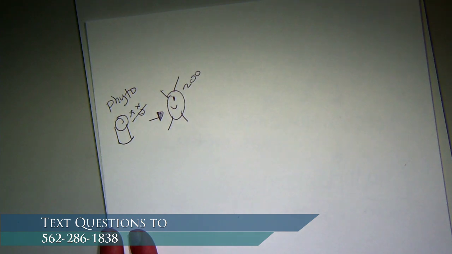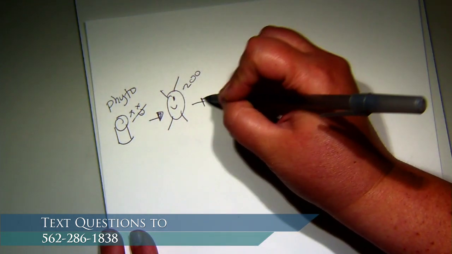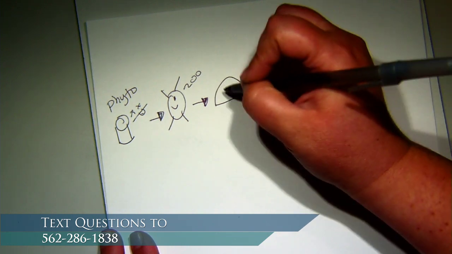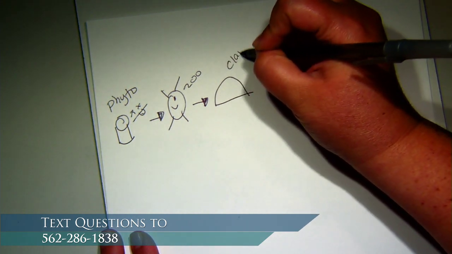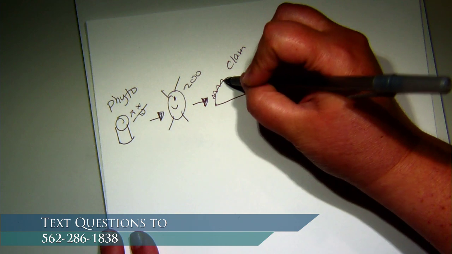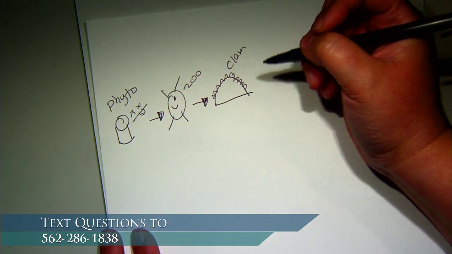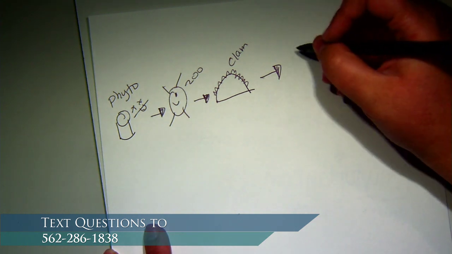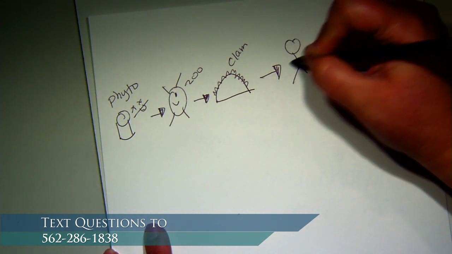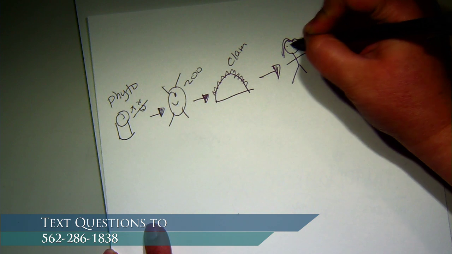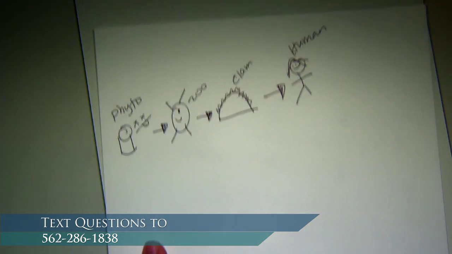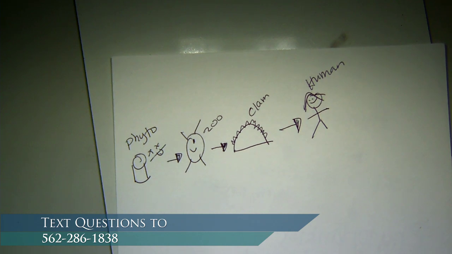There we go. And then if we continue up our food chain, maybe it'll be eaten by a clam. That's my clam, though it kind of looks like a taco. I think that made it look more like a taco. And then, let's just say we have us. Human. I label all my drawings because I'm not very artistic.